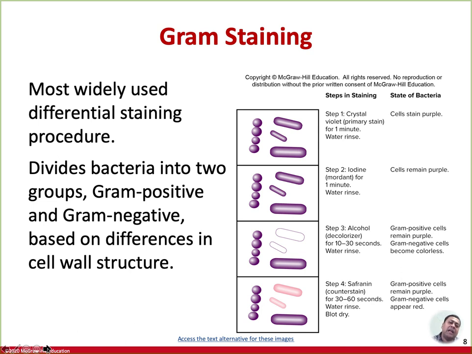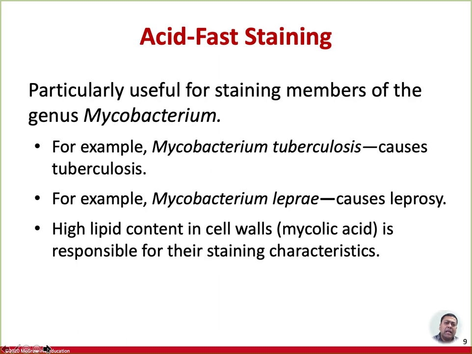Gram positive and gram negative are the two different cells that we group them into. The next part, we are going to talk about acid-fast staining. Acid-fast staining is another important differential staining procedure and can be used to identify the Mycobacterium genus. Mycobacterium tuberculosis or Mycobacterium leprae are deadly organisms. Mycobacterium tuberculosis causes TB, tuberculosis. Mycobacterium leprae causes leprosy.